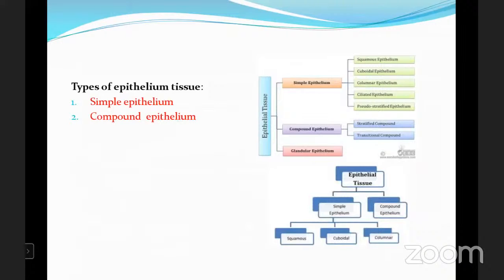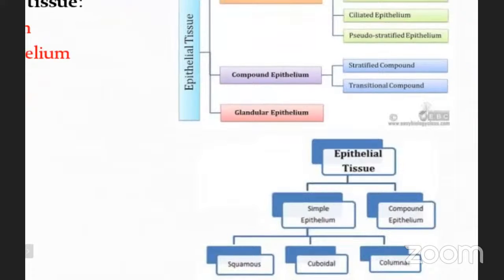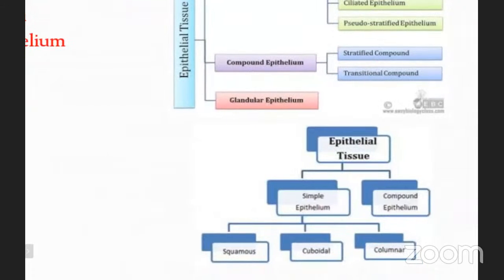Now, the types of epithelial tissues. Epithelial tissues are again divided into two types. One is the simple epithelium and the second one is the compound epithelium. Now, here in this flow chart, we are able to see the simple epithelium is again divided into squamous epithelium, cuboidal epithelium, and columnar epithelium. Okay, and another type is the compound. So first go for the simple only.